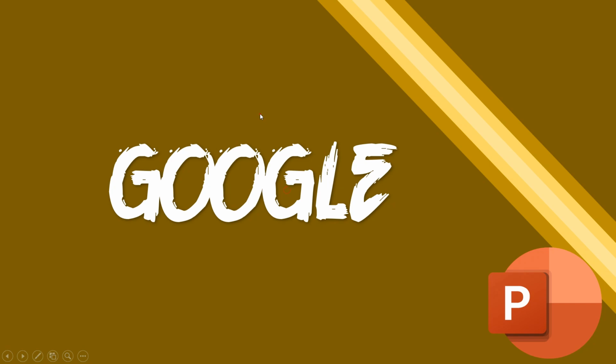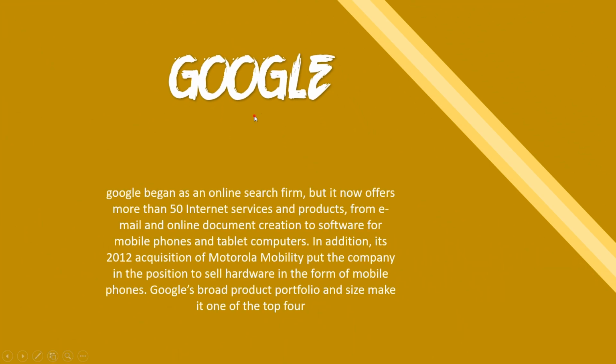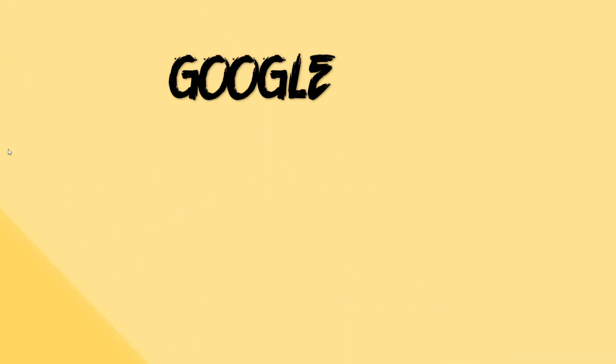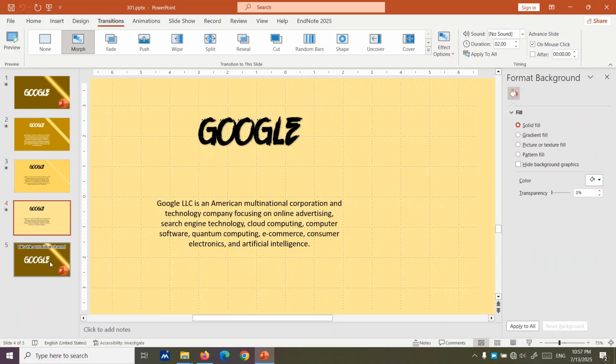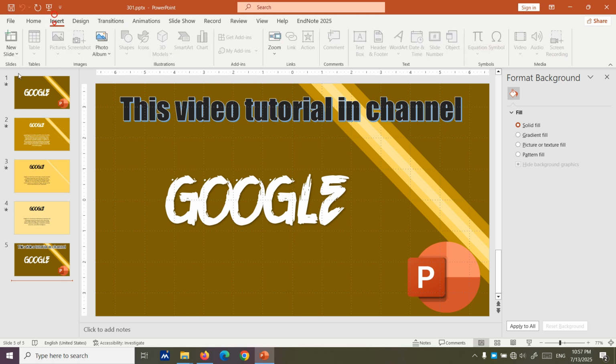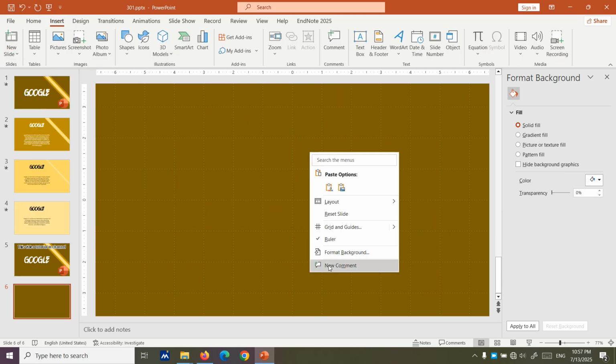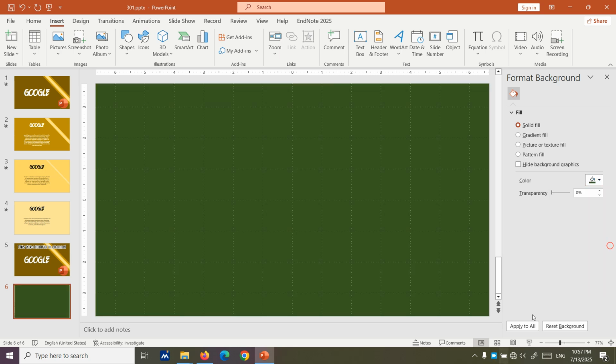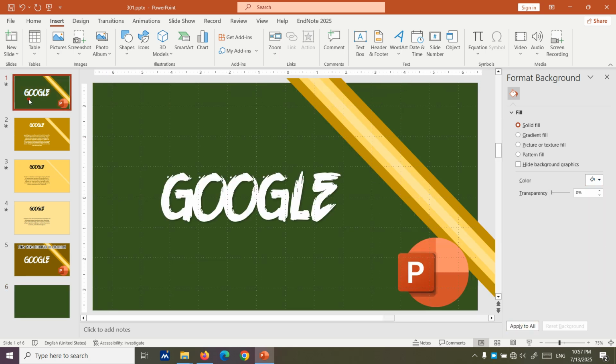Let's see what we are going to create today in the PowerPoint. Okay, you see it's great. Let's try to create it. At first we need to insert a new slide. In the new slide we format the background, and from the background color we are going to use this color and apply it to all.